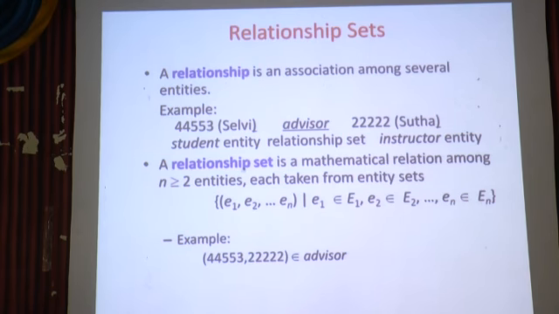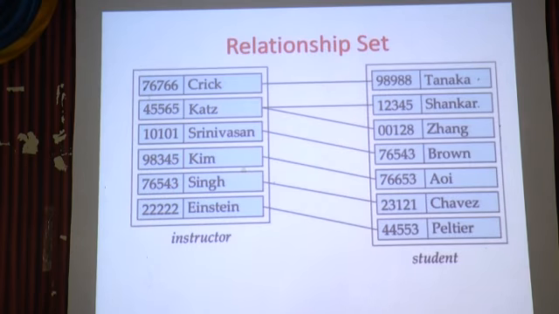Entity 1, entity 2, there are so many entities. Each entity belongs to a relationship set, represented by capital E1. For example, the student entity number is 44553. Similarly, the instructor entity number is 22222. They belong to the advisor relationship set. So this diagram represents the relationship set between instructor entity and student entity.